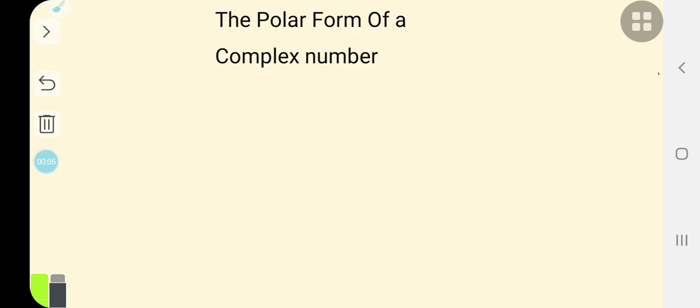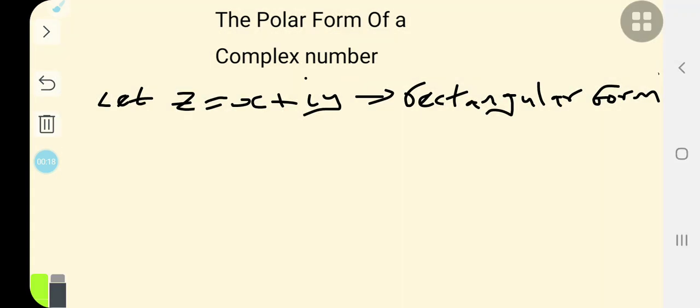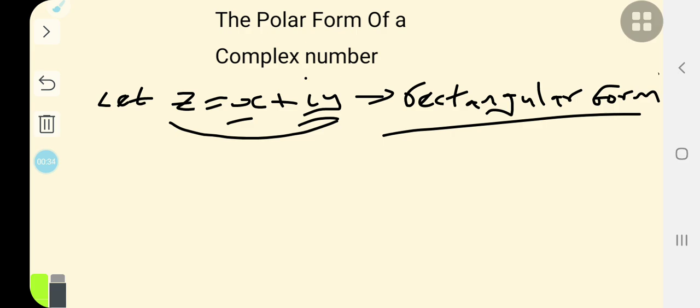And in this video I want us to talk about the polar form of a complex number, how we can convert a Cartesian form or a rectangular form into a polar form. So let z be equal to x plus iy. This represents a rectangular form, or a Cartesian form. Now if you want to convert it into polar form, how do we go about it?